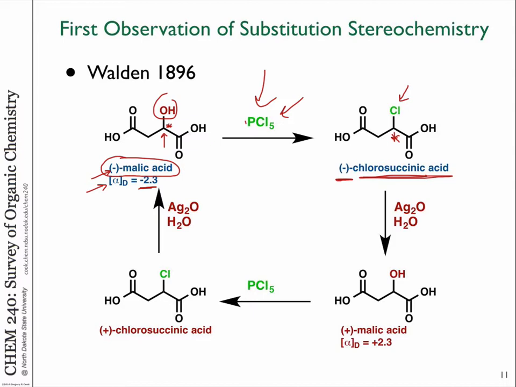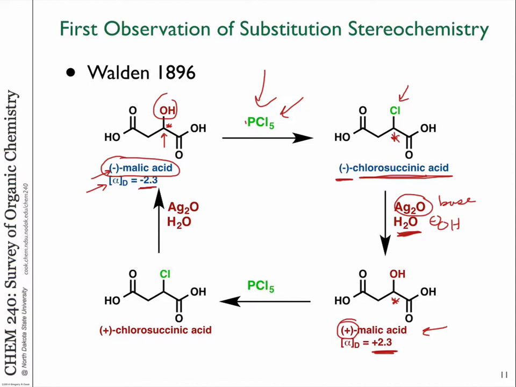Now he did another nucleophilic substitution reaction on the carbon-chlorine bond. In this case, silver oxide is forming a base in this reaction, and water produces OH minus as the nucleophile, and that substitution occurred to give us back malic acid. However, when the optical rotation of this product was measured, it actually turned out to be rotating the light in the plus direction. So we have generated now plus malic acid. That's very interesting.